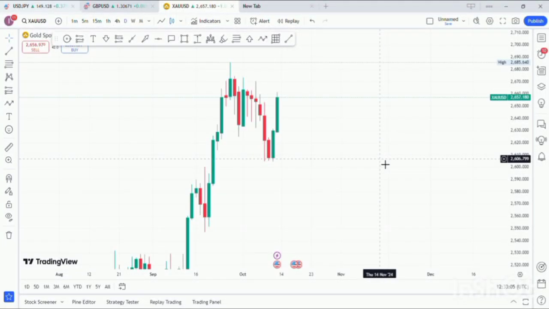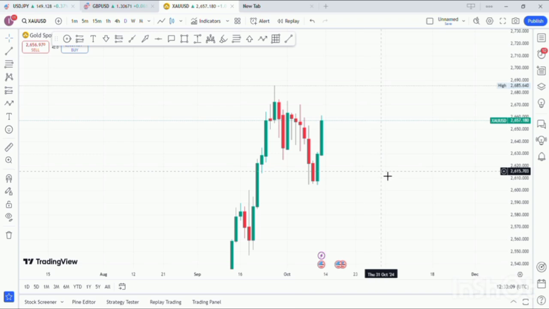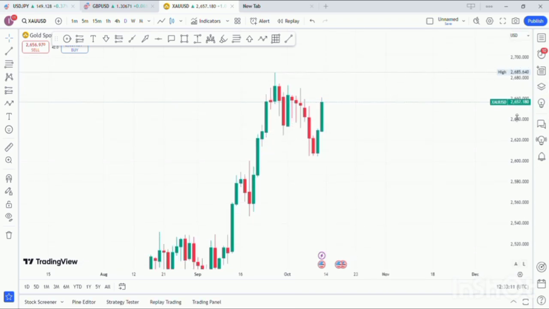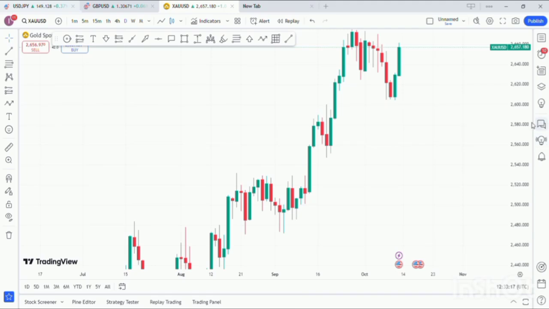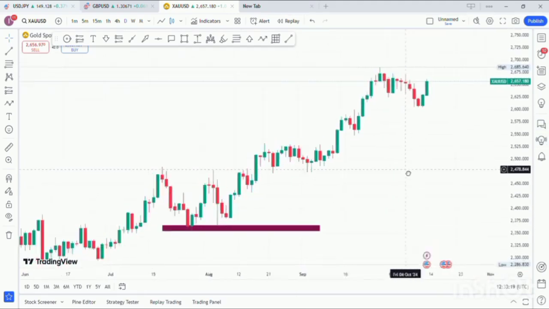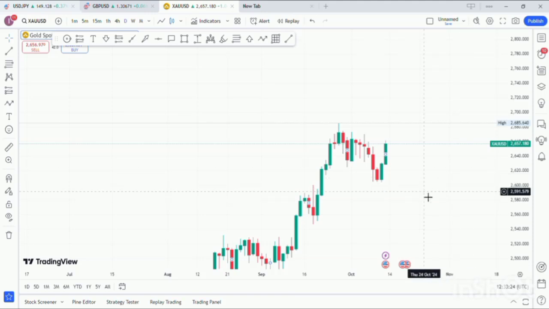Alright guys, so welcome back. So right here on my screen is XAU USD. So we are going to be doing a top-down analysis on this pair right here. First of all, we want to note the trend of the market. As you can see, XAU USD is currently on an uptrend.